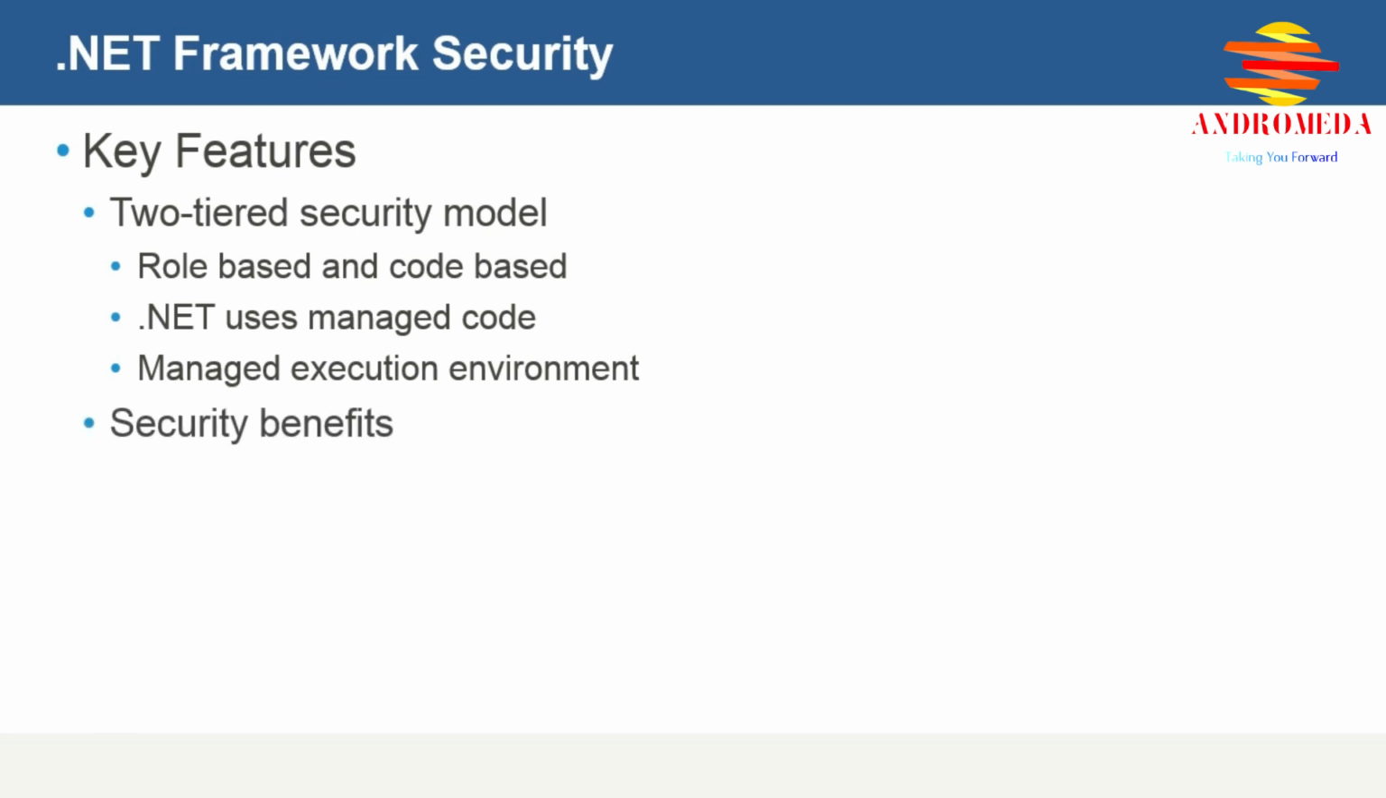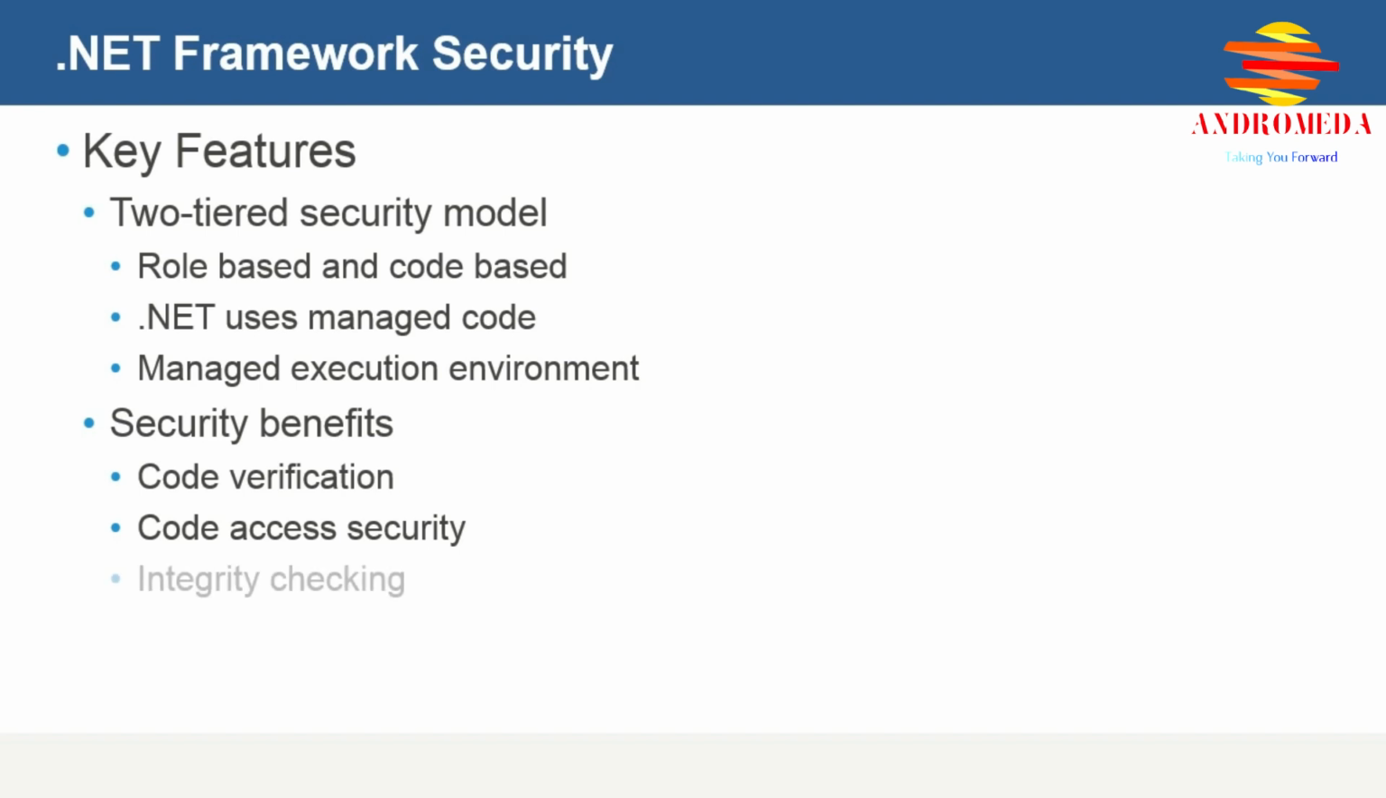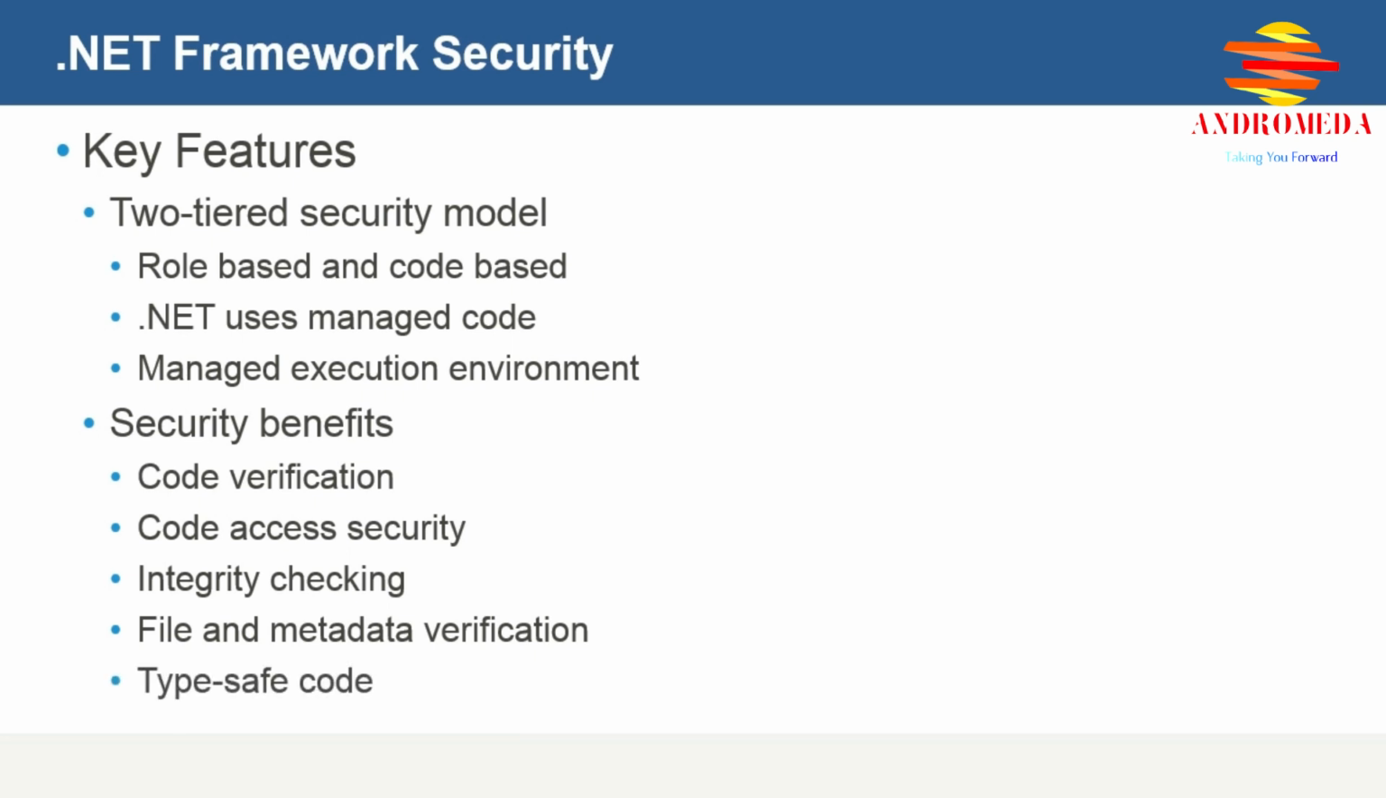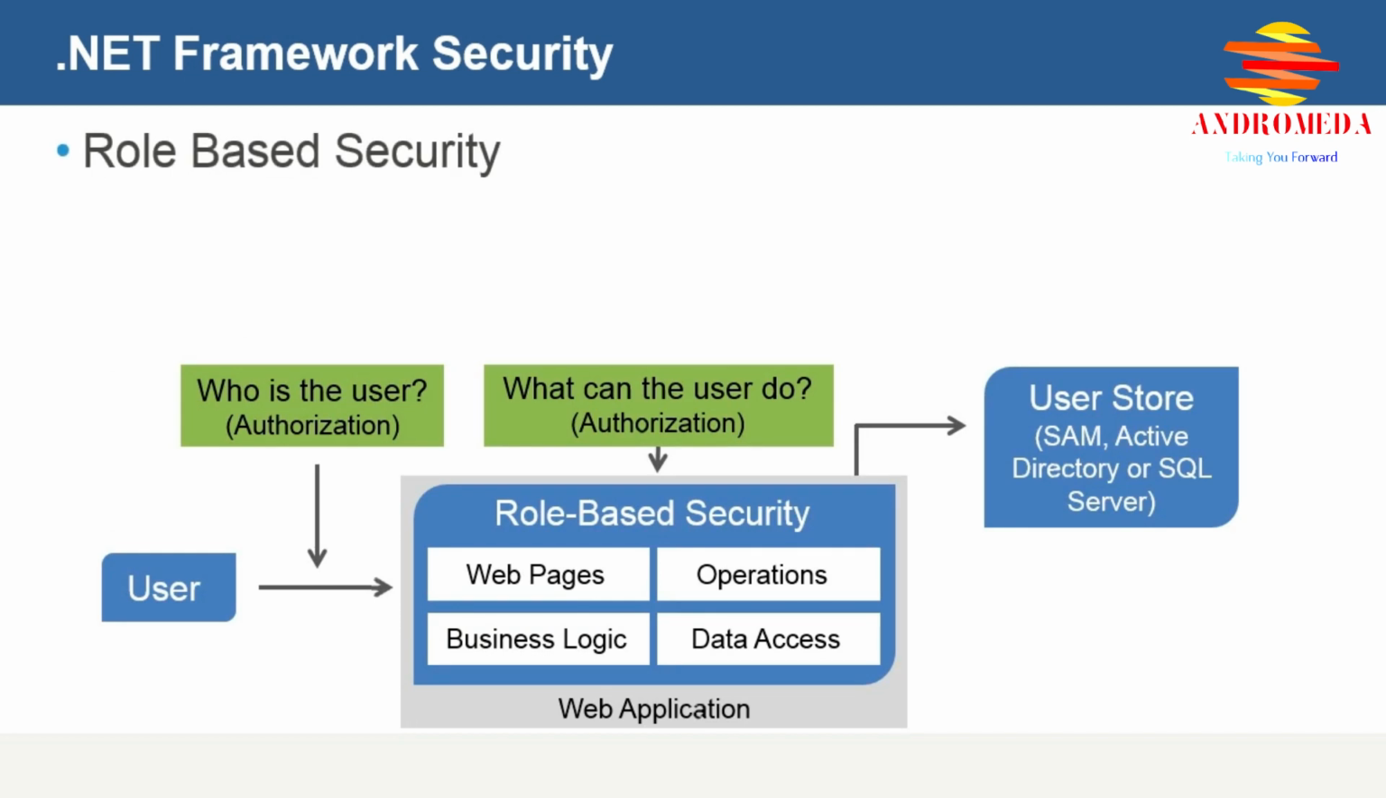Now, as far as security benefits of the dotnet framework, we have code verification, meaning that code is checked. There's also code access security. There's integrity checking that's employed, as well as file and metadata verification. So these are benefits that are all built into the framework. And lastly, type-safe code is also a key feature and benefit of the dotnet framework.